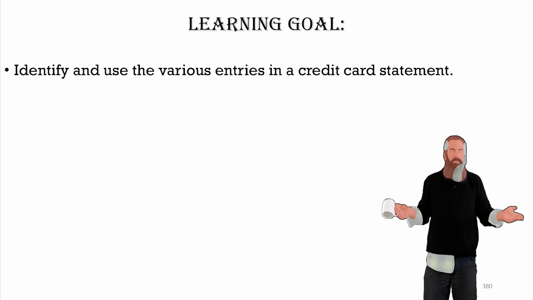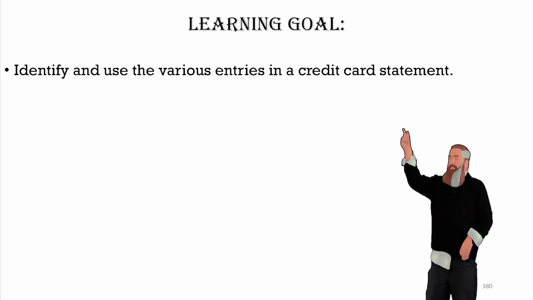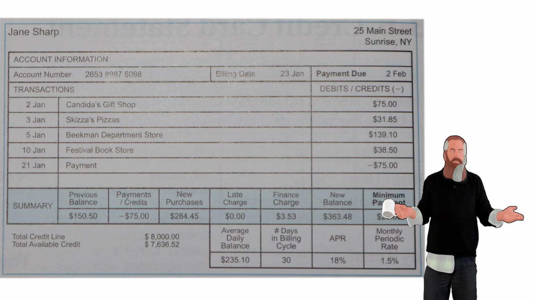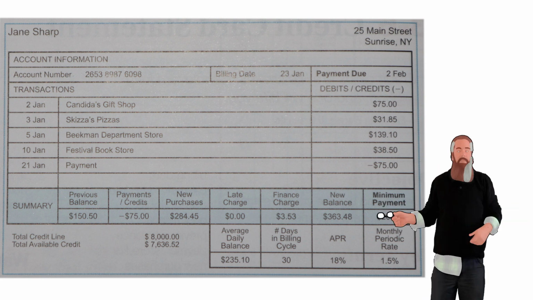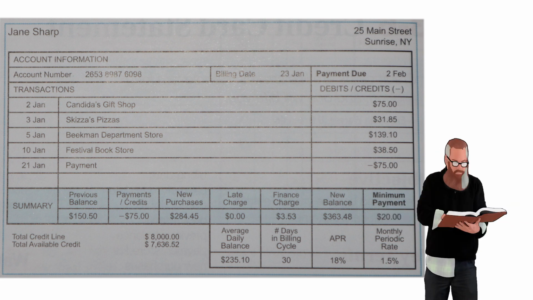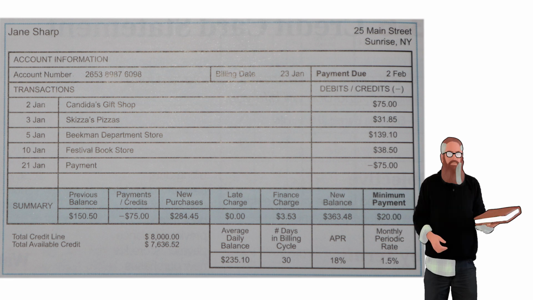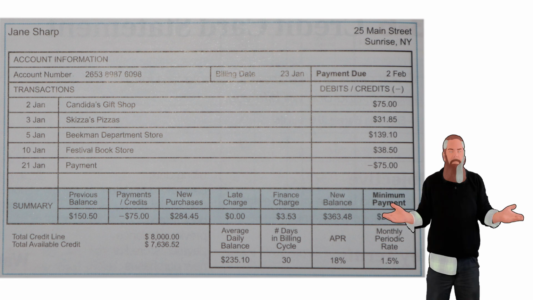Now, let's identify the various entries on a credit card statement. Locate each of the terms as I explain them on Jane's statement. The account number. Each credit card account has a unique number. The credit line is the maximum amount you can owe at any time. The available credit is the difference between the maximum amount you can owe and the actual amount you owe.